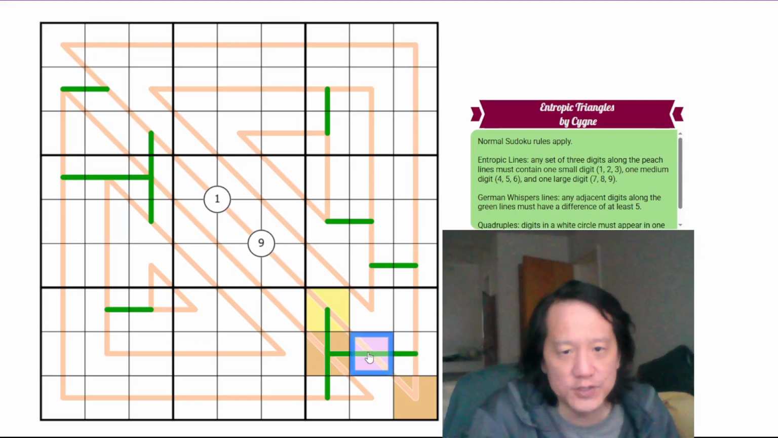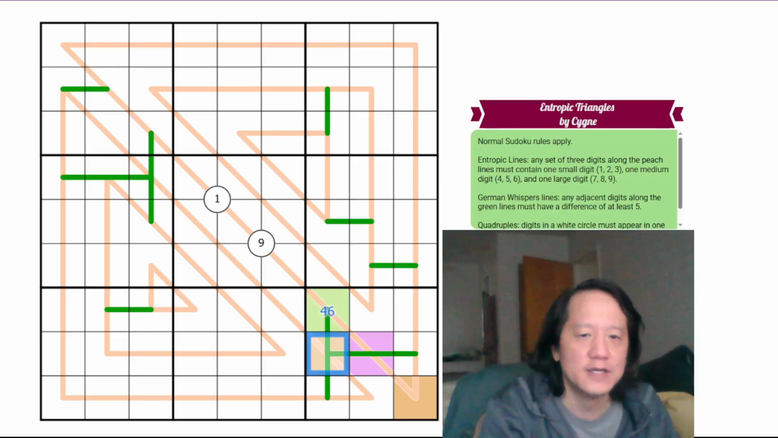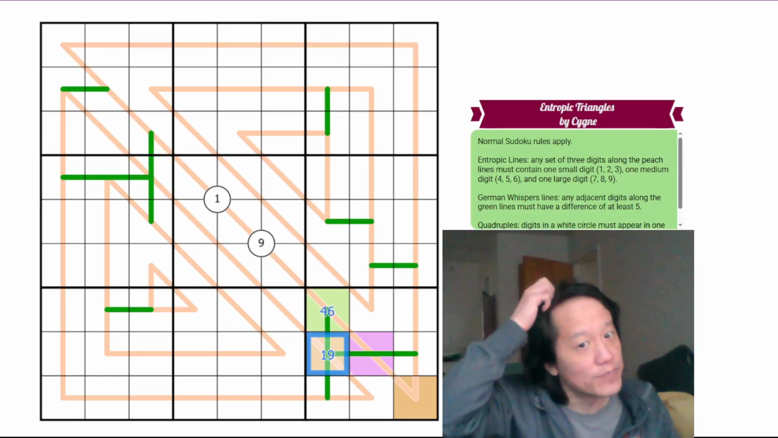So if this were 4 or 6, that's not possible because it's next to 2 unique digits on a Whisper 5 line. So this has to be the medium. So this is definitely medium here, and is 4 or 6 next to the 1 or 9 here.